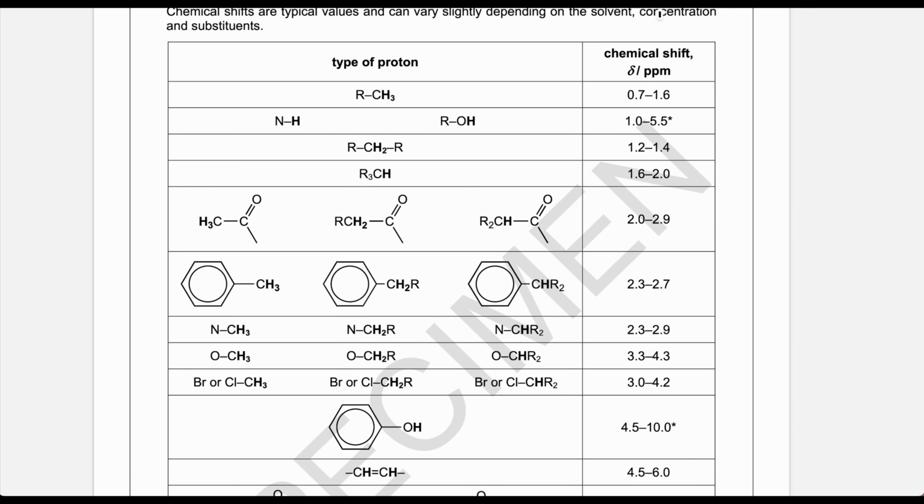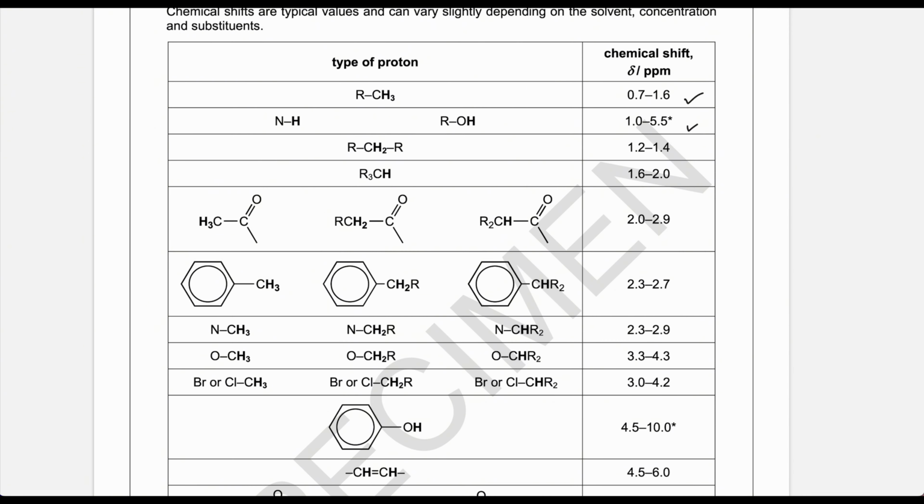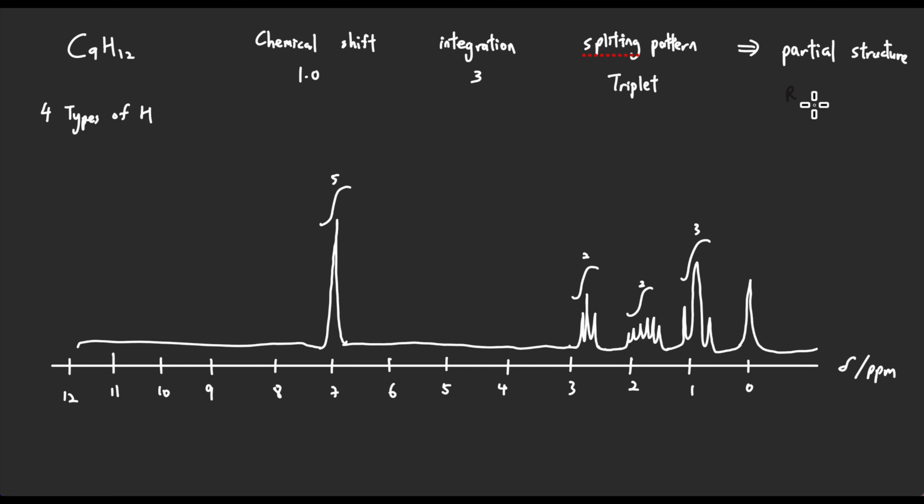1.0, it could be this one, but if you look at our molecular formula, C9H12, it has no oxygen at all, and no nitrogen as well, so we can eliminate this possibility, and that gives us the final structure, which is RCH3. So we can write here RCH3. Now it is also the same as this one, integration up to 3. There are 3 hydrogen in this environment, but what could the R be?